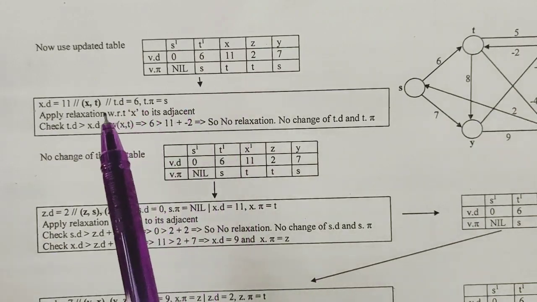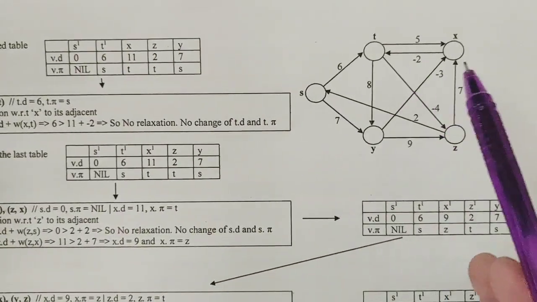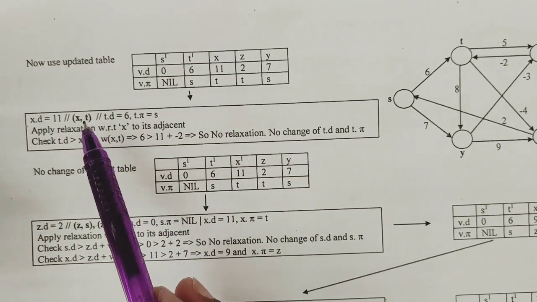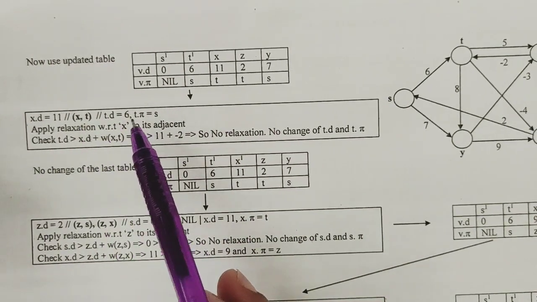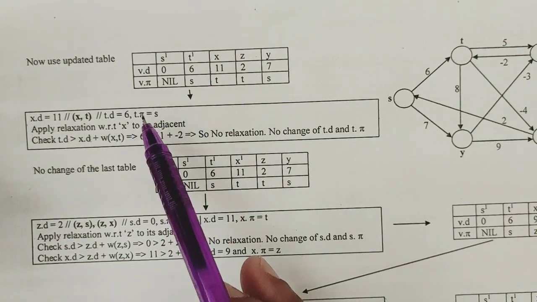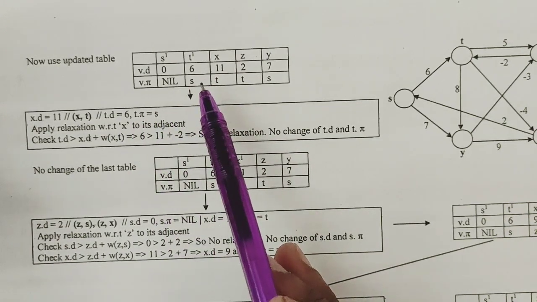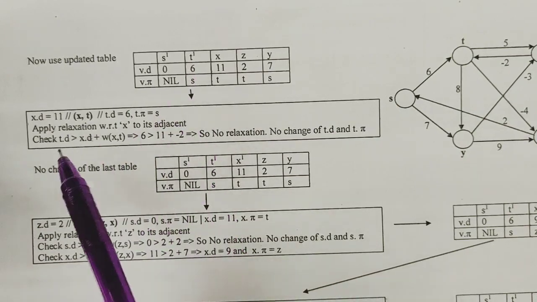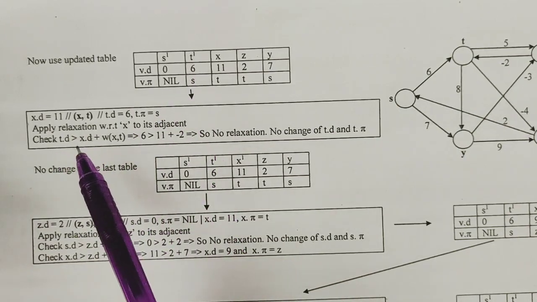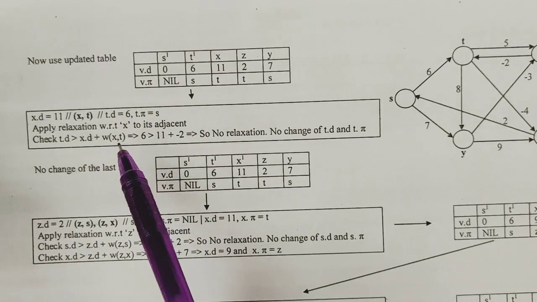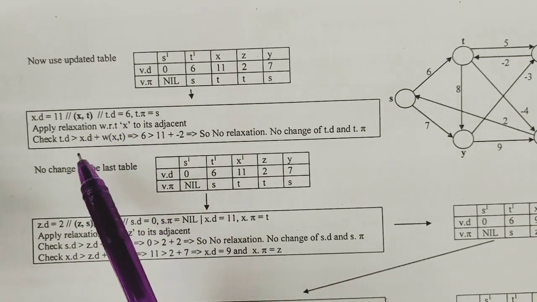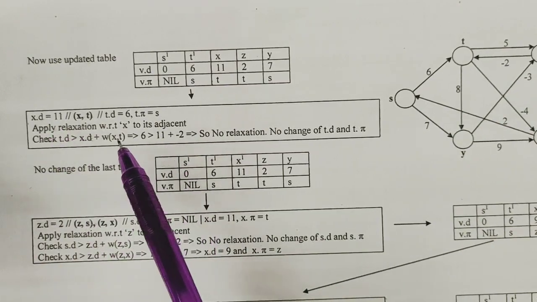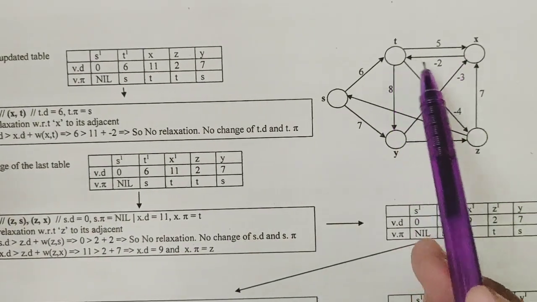Now we will pick up this edge, X to T. Take the D value of T. D value of T is 6. Pi value of T is S. Now apply relaxation, that means check whether T dot D is greater than X dot D plus W of X to T. T dot D current value is 6, X dot D current value is 11, plus W of X to T. X to T is minus 2.